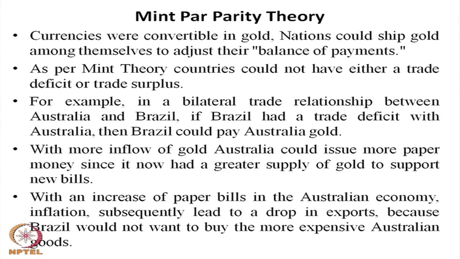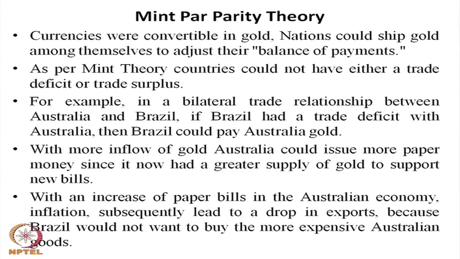Suppose in this context, you have to discuss how the automatic balance of payment correction takes place. With more inflow of gold to Australia from Brazil. Brazil is sending gold because Brazil has the trade deficit with Australia.